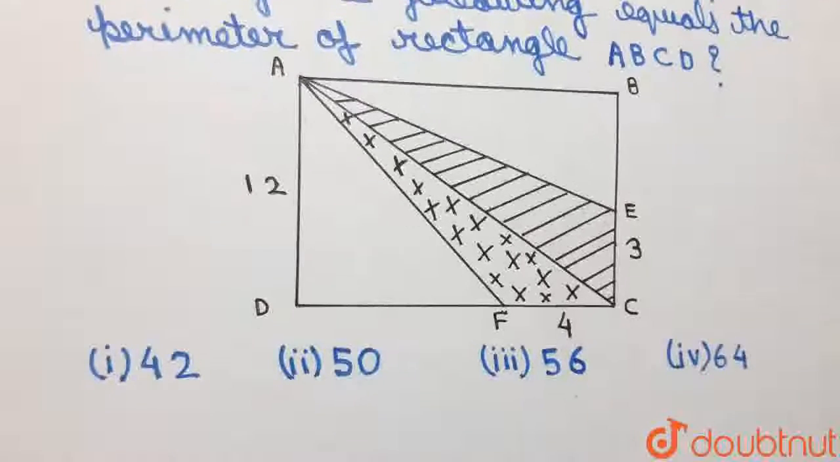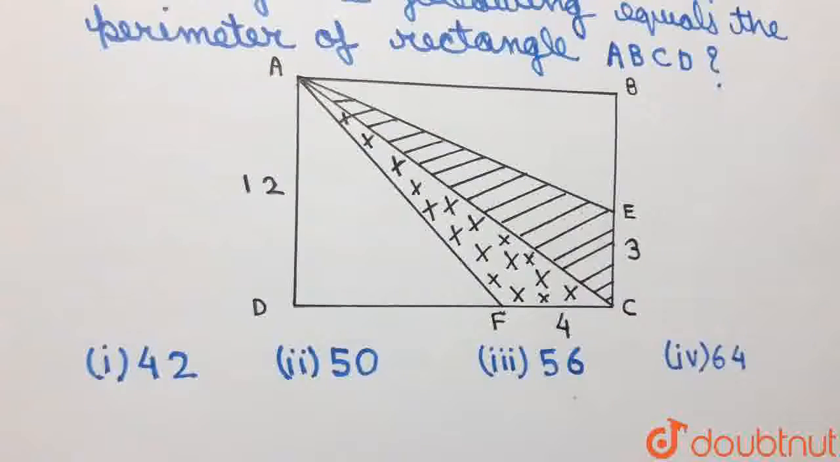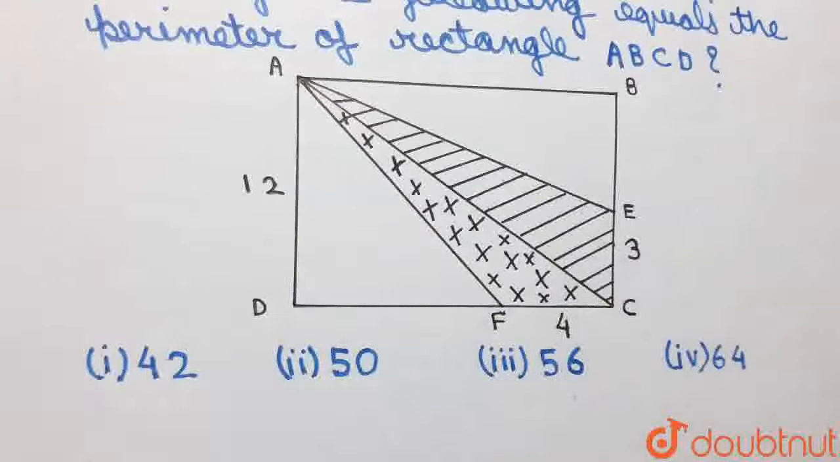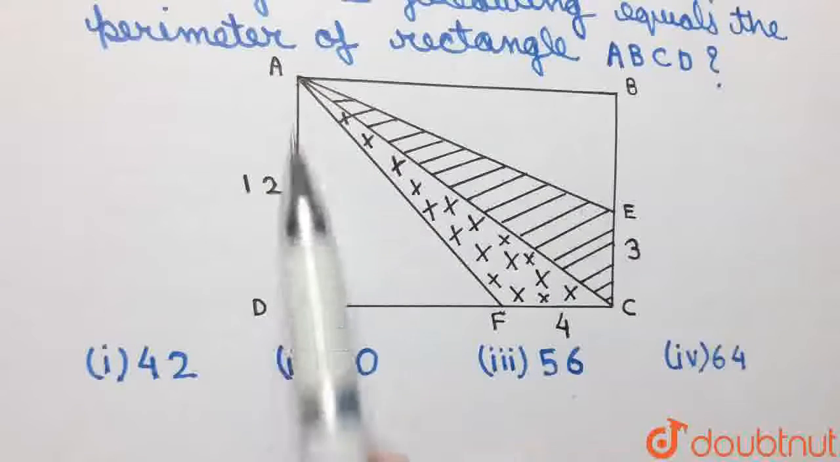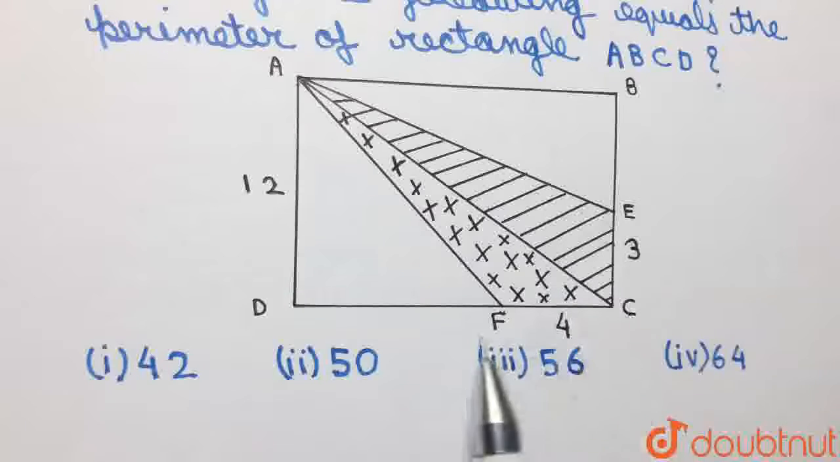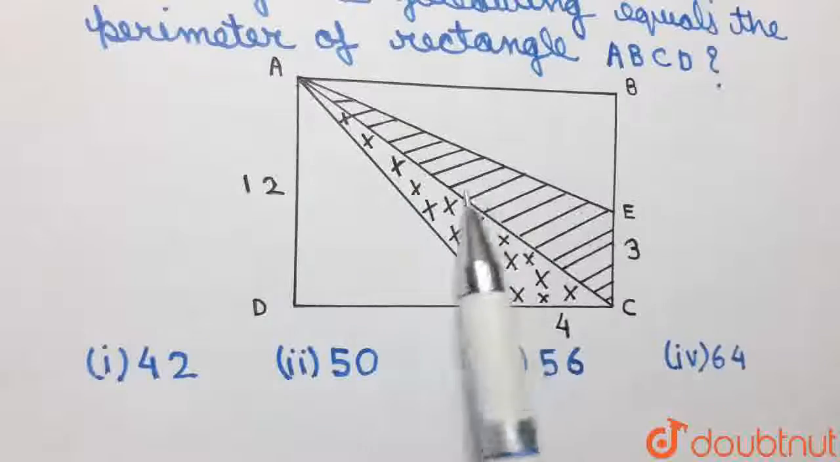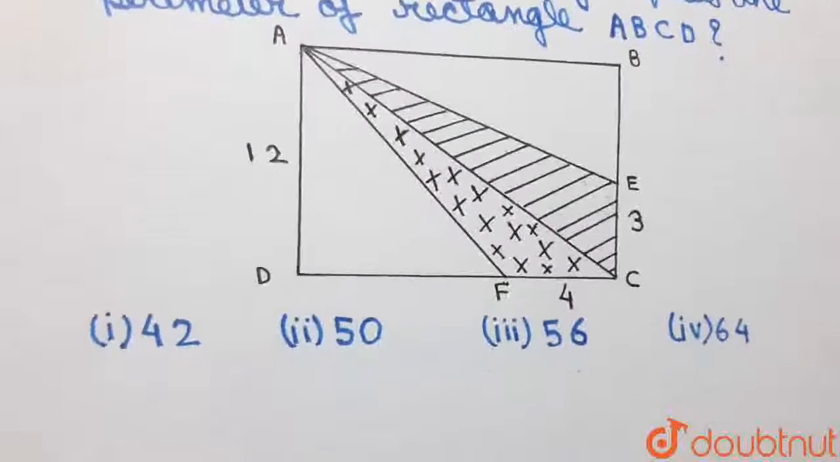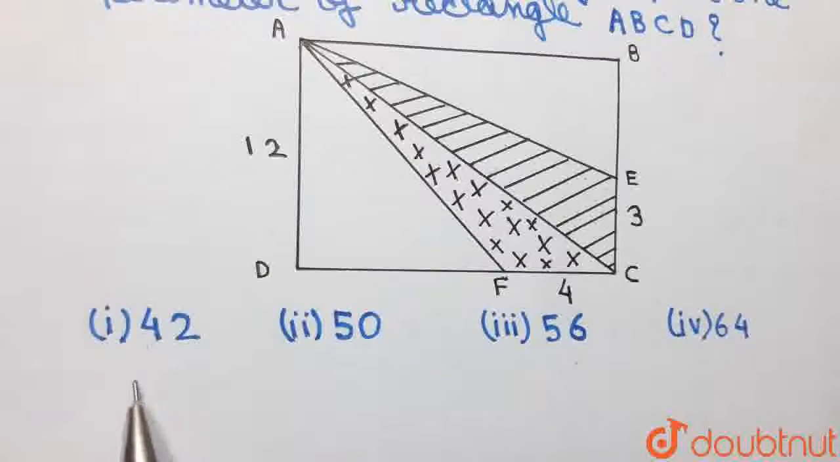Now, this is the figure that has been given to us in the question. It contains the rectangle ABCD. The dimensions of the sides that are mentioned in the question are also given in the figure, and as per the question we have a shaded region and a crossed region. The options are option 1: 42, option 2: 50, option 3: 56, or option 4: 64.